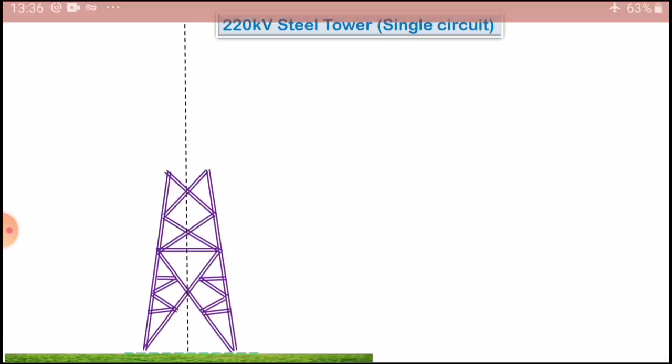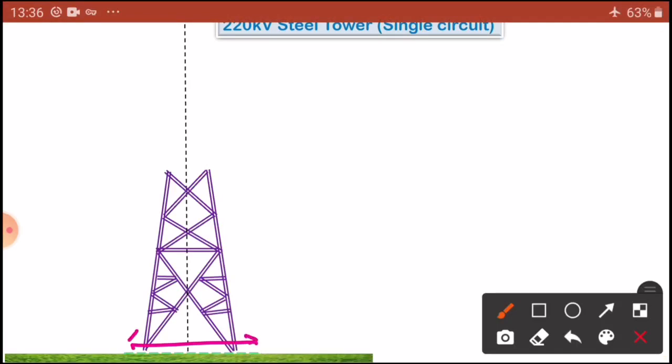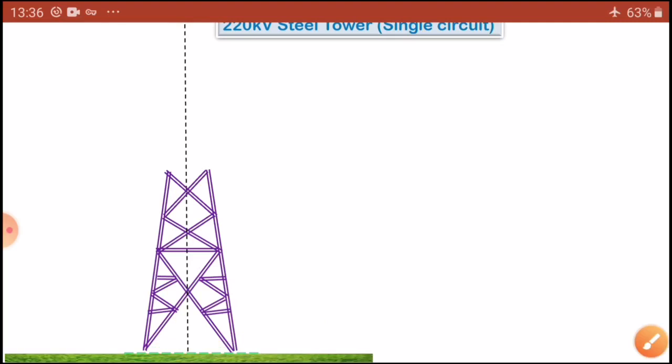Now you can see the animation. First you take the ground. What is the distance? That is 6.5 meters, not 4.5 meters. It is a 220 kV, so the base requires to be strong. Now the length you are going to write nearly 17 meters. So complete the total structure as per the given total length, that is 25 meters.